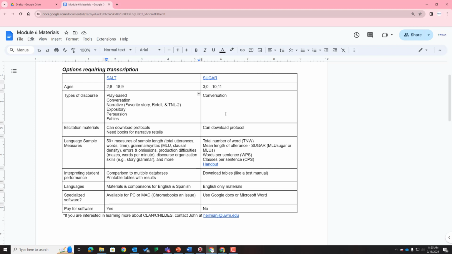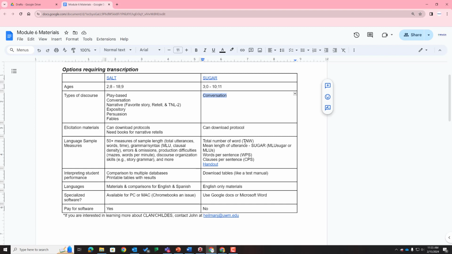The other major option is called SUGAR. SUGAR is more early childhood, preschool, and early elementary, really only looking at conversational discourse. So they don't have protocols or comparison data for narratives, exposition, or anything else. You can download a protocol. You basically get mean length of utterance. That's the main measure that you get.